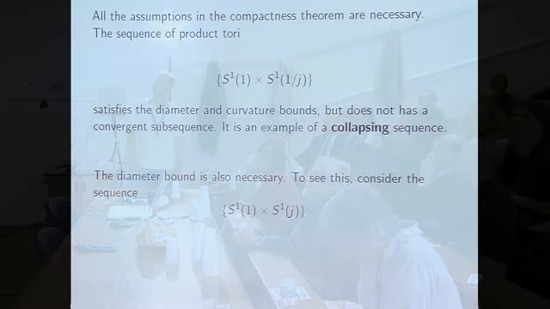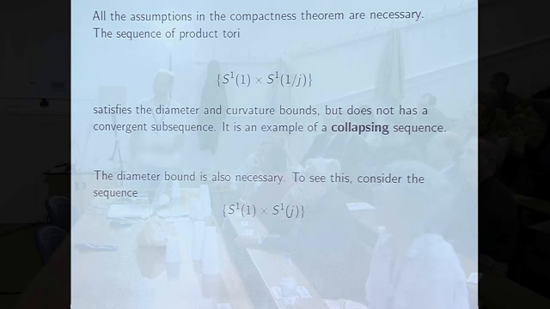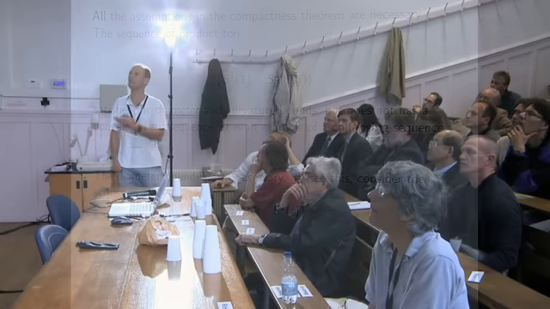Another example to think about is where you drop the diameter bound. So here, consider this sequence. Again, a product of two circles, but where the second factor has length tending to infinity. So this, again, does not have a convergent subsequence because the diameter is tending to infinity, and if it converged to something, then the diameter would have to converge to the diameter of the limit.